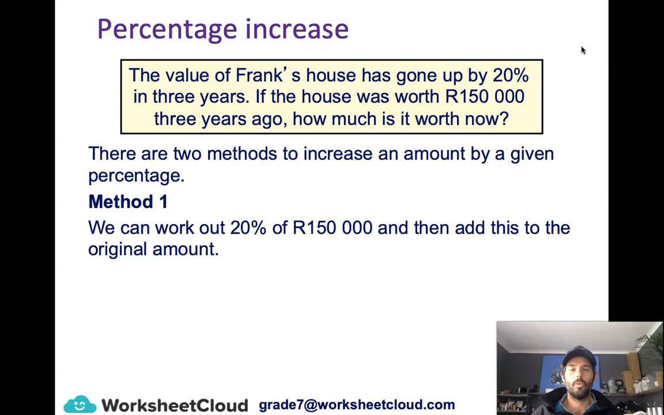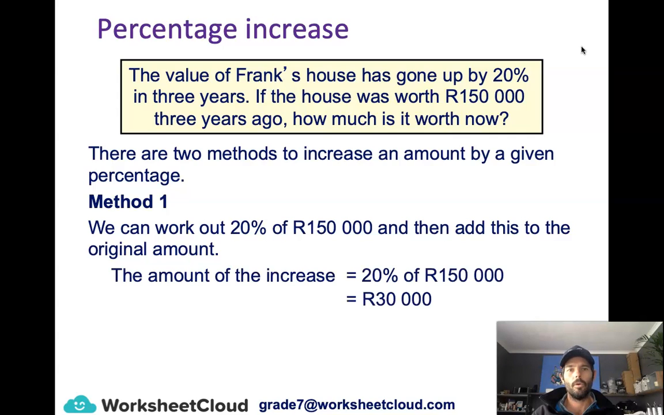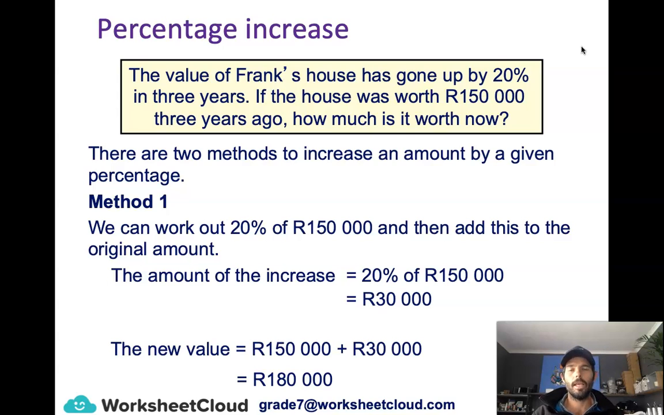All right, so we should know immediately that to work out 20% of 150, we can either say 20 over 100 times 150 over 1 and then go work that out, or find out 10%. So 10% of 150,000 is 150,000 divided by 10, which is 15,000. So therefore 20% is 30,000. Okay, so if I work that out, I need to take that 30,000 and add it to the 150,000, and then that gives me 180,000.